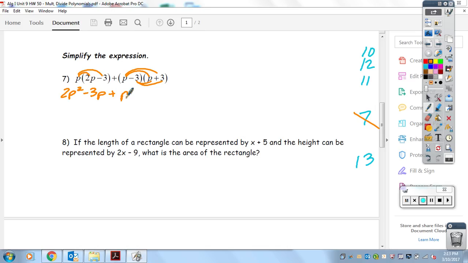P times p is p squared. P times 3 is plus 3p. Negative 3 times p is a negative 3p, and negative 3 times 3 is negative 9. Now these are additive inverses, so they cancel. I can get rid of that right away. That's pretty nice.